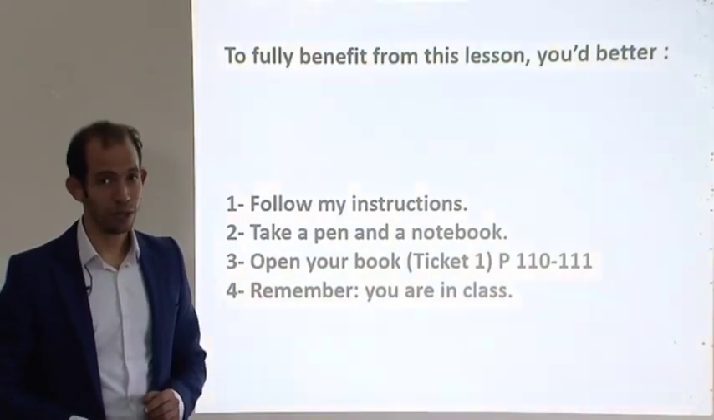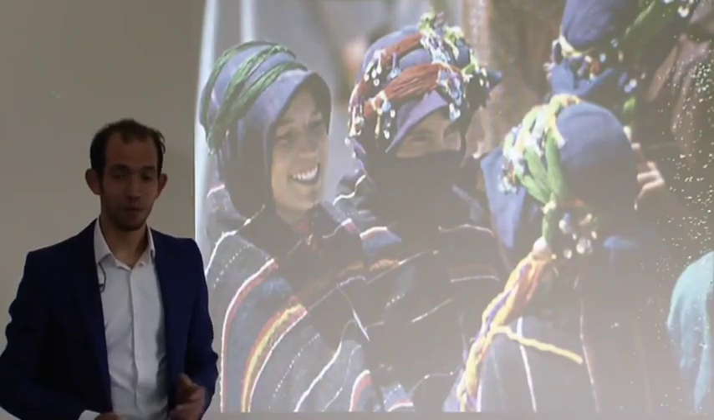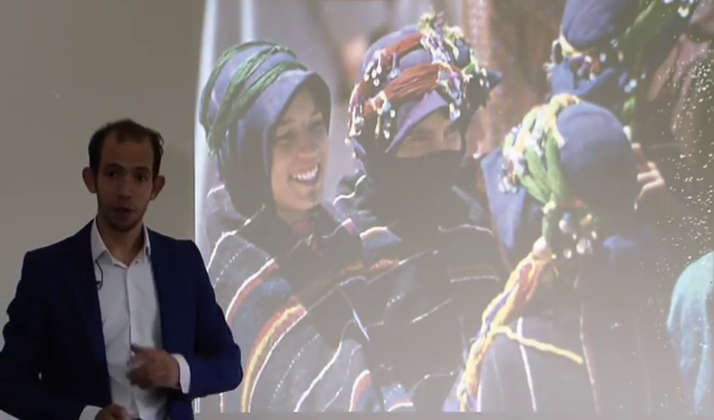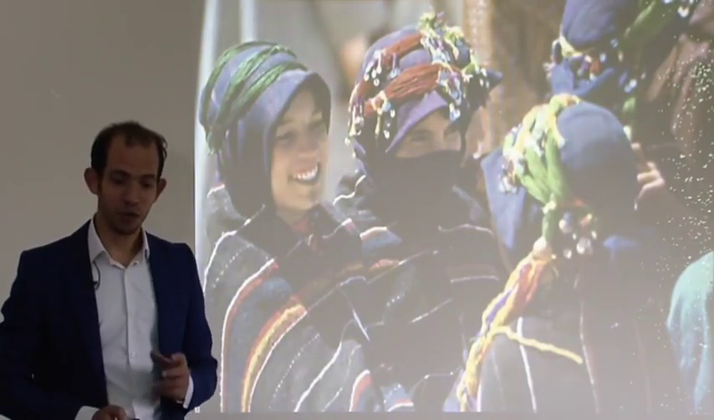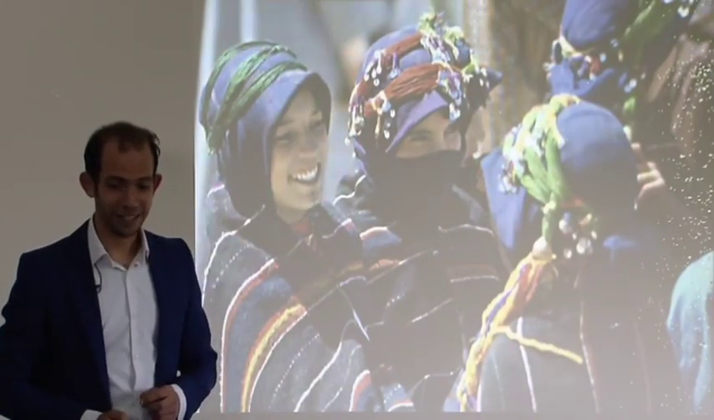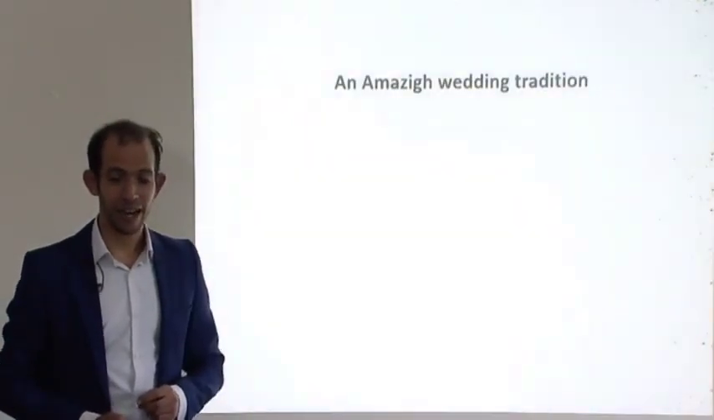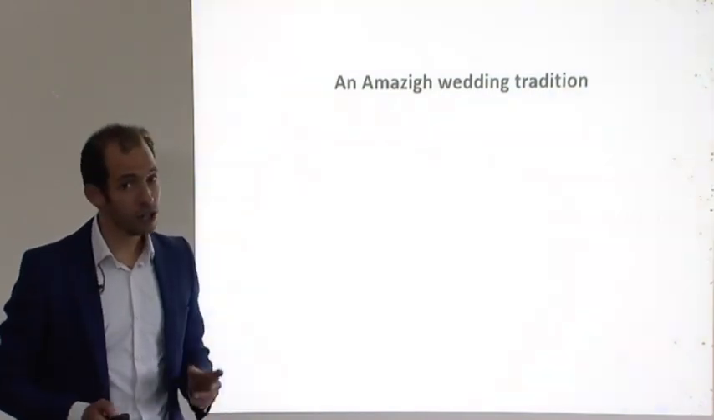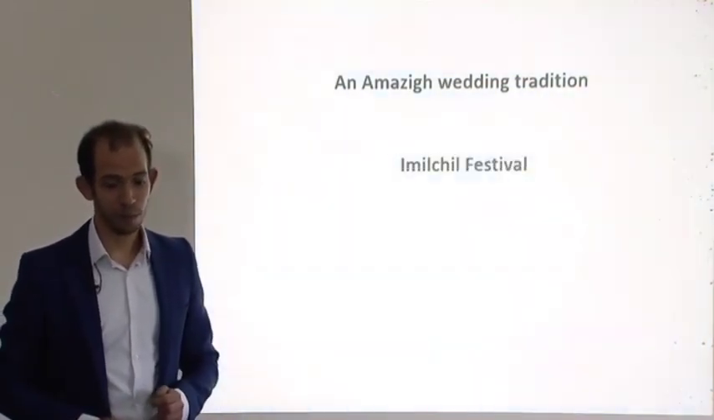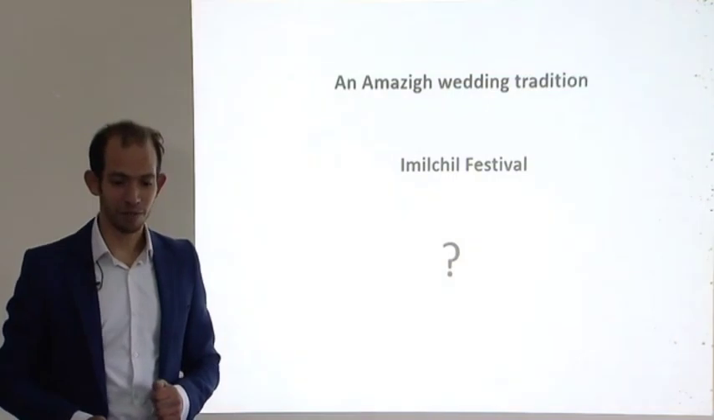I'll show you a photo and then try to think about what it represents. So what do you see here? A group of women wearing some kind of Amazigh traditional outfit. So do you have any idea about that? It's Amazigh, of course. It's an Amazigh wedding tradition, but not any wedding tradition. Imilchil festival? Yes. Do you know what it is? Maybe some of you have an idea, some of you don't, but together we'll explore it very soon.